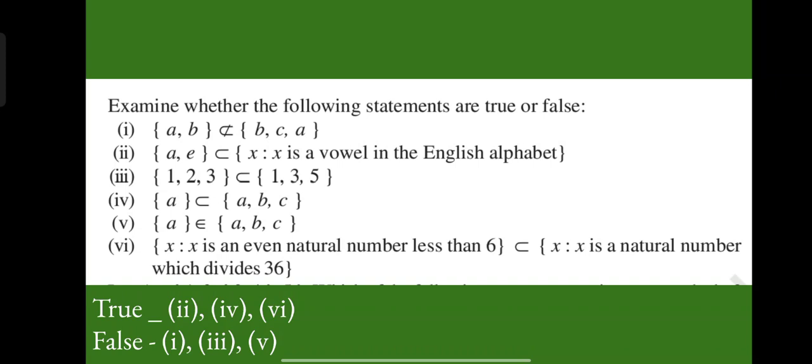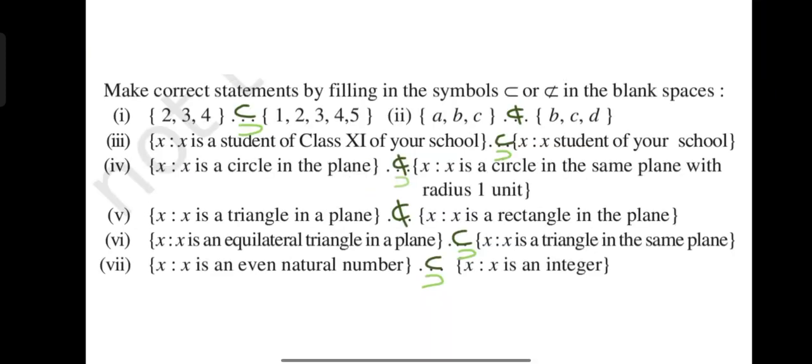Then so it is true. And comes the next one, {1, 2, 3} is a subset of {1, 3, 5}. But 2 is present here, and here there is no 2. So it is wrong. Third one is wrong.